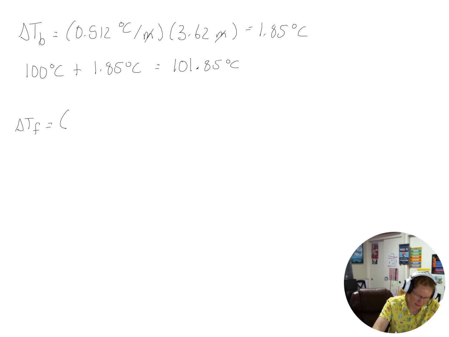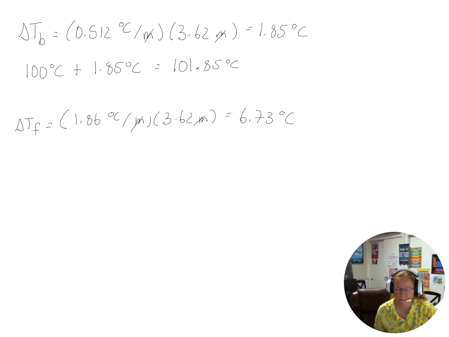Okay, we're going to get 1.86 degrees Celsius per molal times our 3.62 molal. Again, molality cancels, and we're going to get 6.73 degrees Celsius. Okay? So let's see here what happens. Remember, freezing point depression. Our freezing point is going to go down.